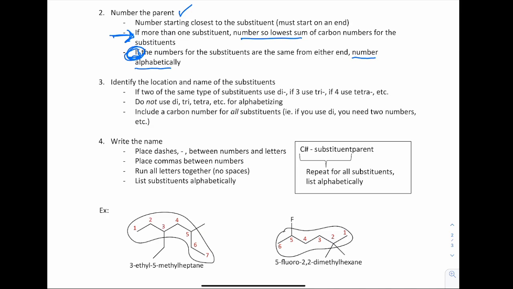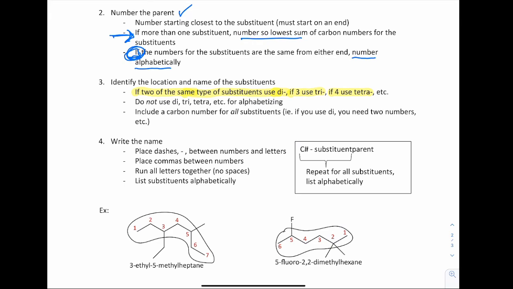So we're going to identify the location and the name of our substituents. So is it a methyl group, an ethyl group, and so on. If I have more than one of the same substituent, I'm actually going to lump them together. So if I have 2 methyl groups, I'm going to say dimethyl. If I have 3 ethyl groups, I'm going to use triethyl. So if 2 or more, I should say, of the same type of substituent, we're going to use di if there's 2, tri if there's 3, and tetra if there's 4. I won't give you more than 4 of the same group.